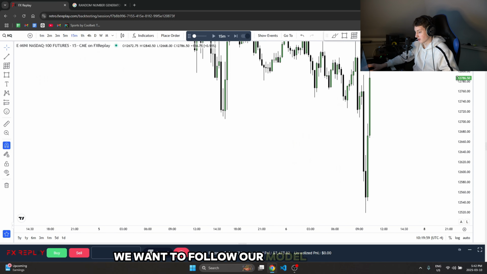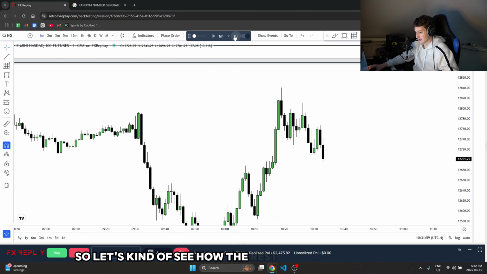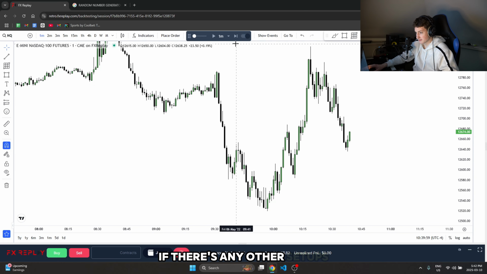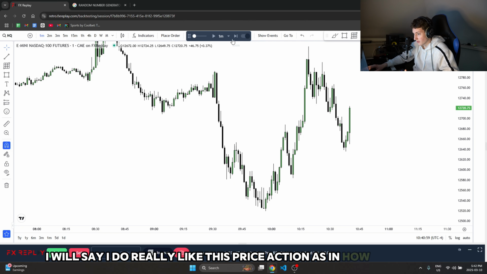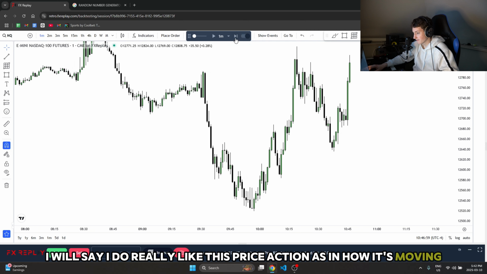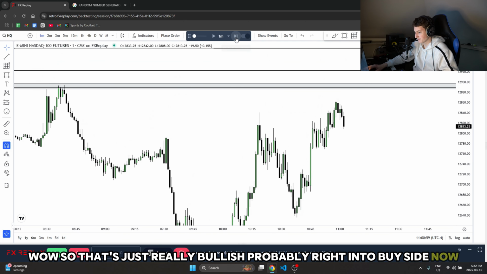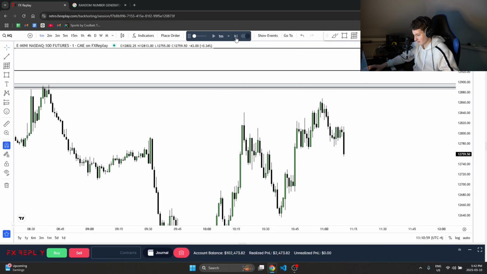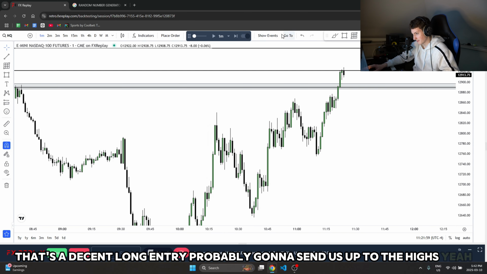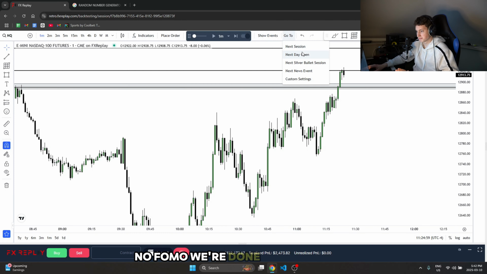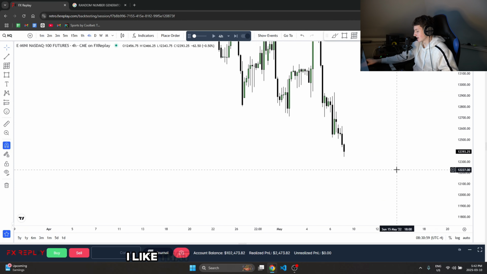We want to follow our model to the T. So let's see how the rest of the day plays out, if there's any other setups. I will say I do really like this price action, how it's moving. Wow, that's just really bullish. Probably run into buy side now. And it's going to be 11 a.m. That's a decent long entry, probably going to send us up to the highs. Yeah, no FOMO, we're done. Next day open. That was good price action, a lot of fair value gaps. I like that, low resistance conditions.